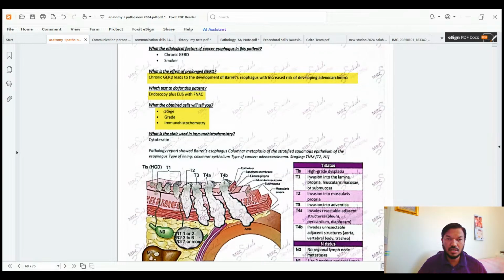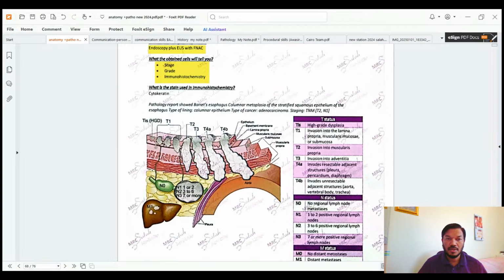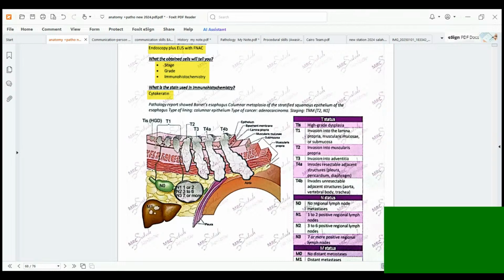What is the stain used in immunohistochemistry? In immunohistochemistry, we use cytokeratin.